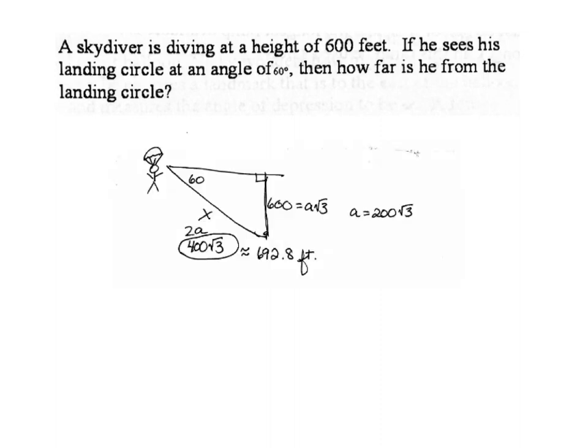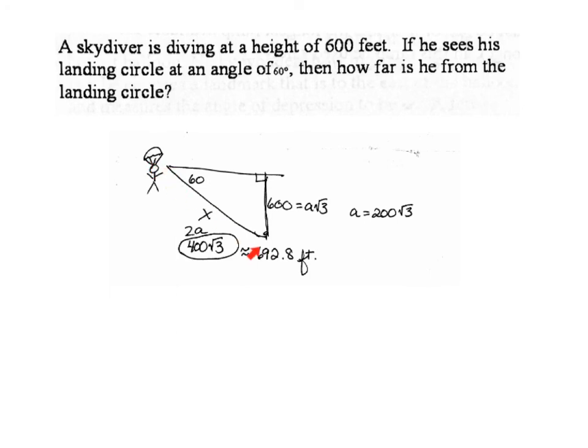Okay, I have drawn a crude picture of my skydiver. He is at a height of 600 feet here, and he sees the landing circle at an angle of depression, measured from his line of sight, the horizontal, down 60 degrees. And it says, how far is he from the landing circle? Now, it doesn't say how far horizontally is he from the landing circle.